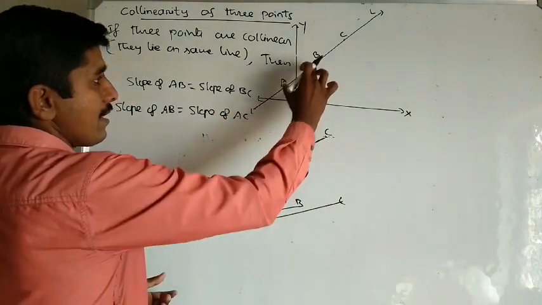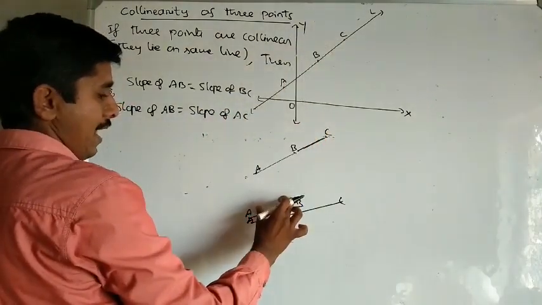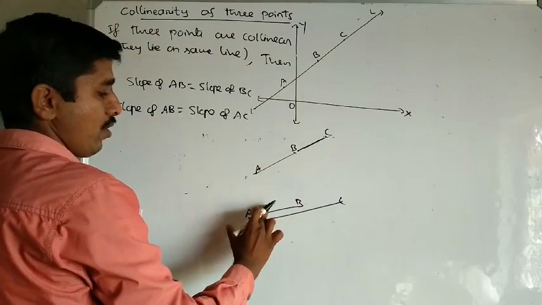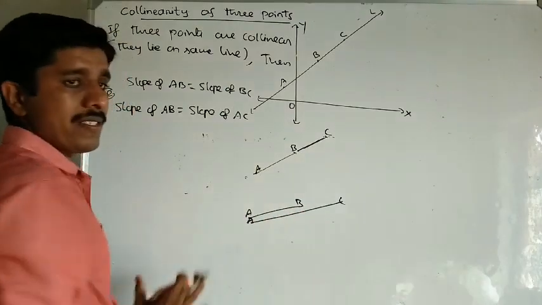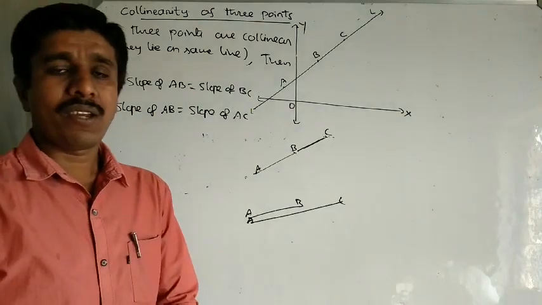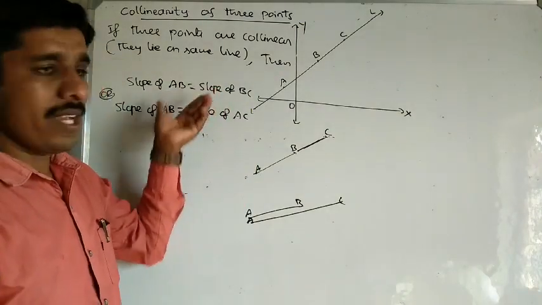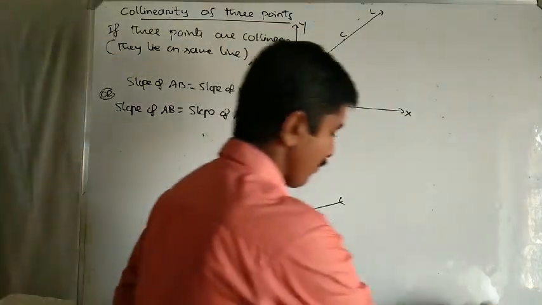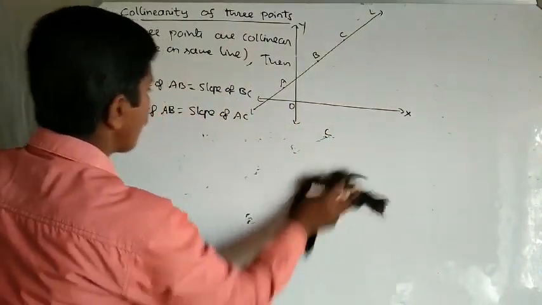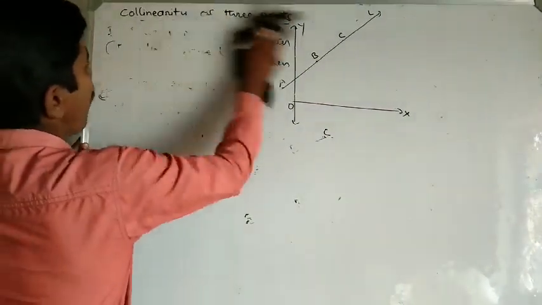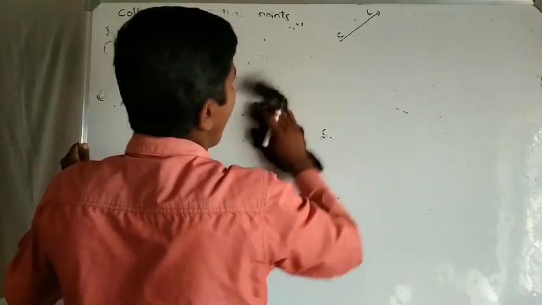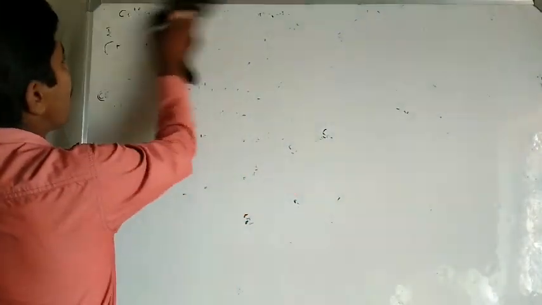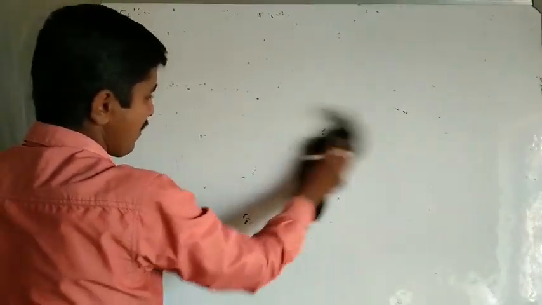Here clearly this AB line is parallel to the AC line. Therefore, slope of AB equals slope of AC. You can take anything. 3 points are collinear means you can take either the first one or the second one. Now go to the problems. Before going to the problems, we shall recall the concepts we have seen in the previous classes.